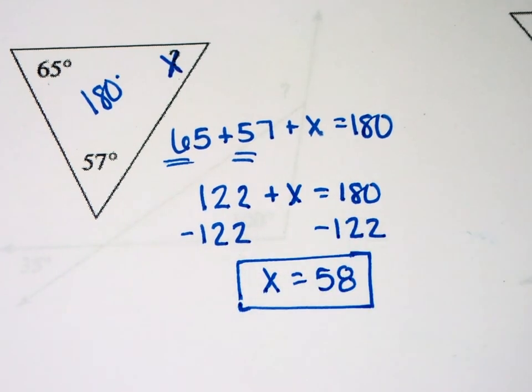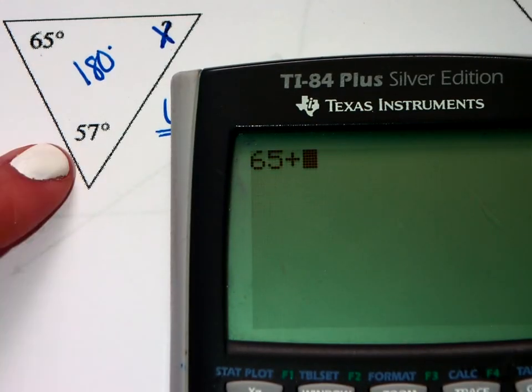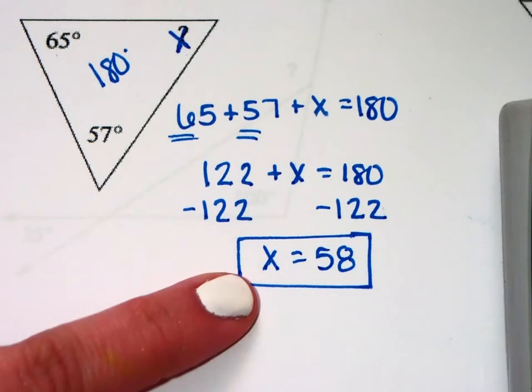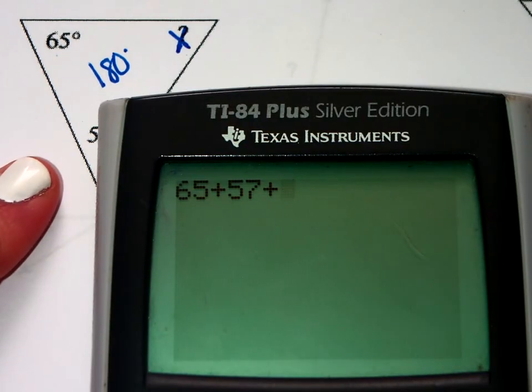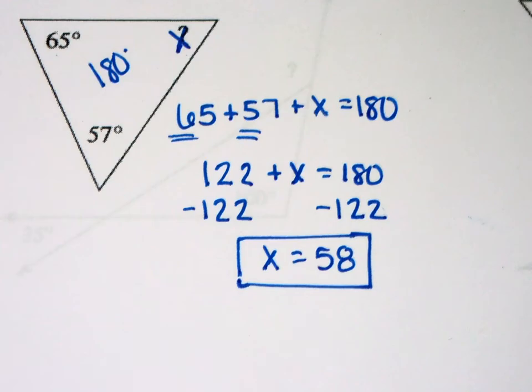Now, I can always check my math off to the side if I want to. So if I want to check it, all I'm going to do is do 65 plus 57 plus my x value of 58, and it should equal 180. So it's the same concept. You can always check your math. So let's go ahead and try the next one.